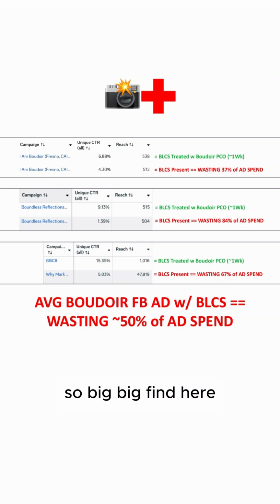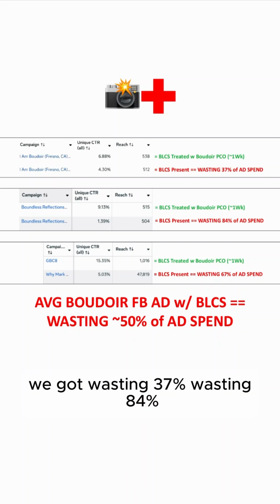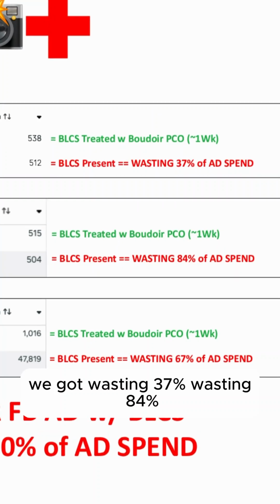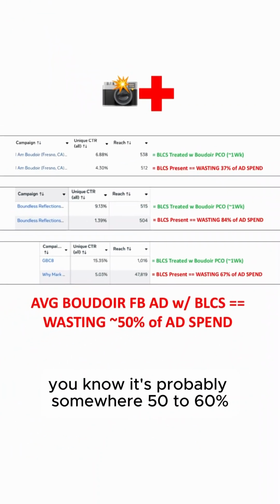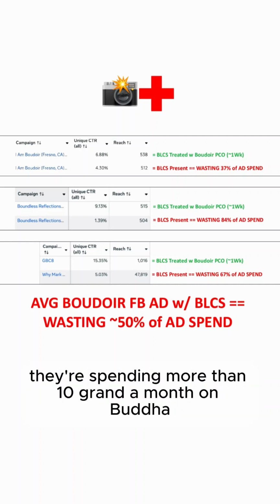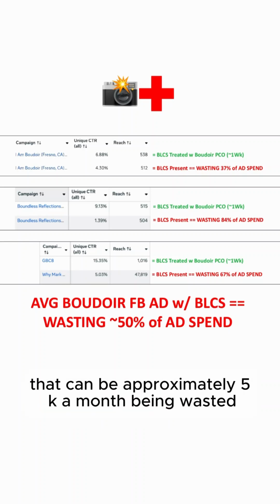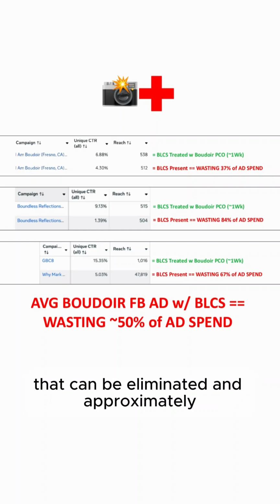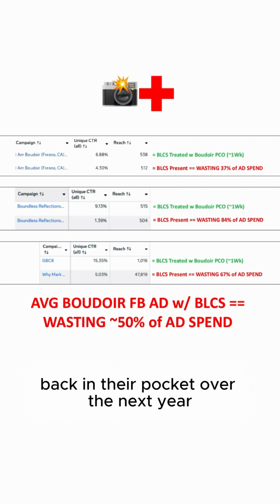So big find here. The average Boudoir Facebook ad with BLCS is wasting about 50% of its ad spend. So look at the numbers here. We got wasting 37%, wasting 84%, wasting 67%. Take the average of those, it's probably somewhere 50 to 60%. So they're spending more than 10 grand a month on Boudoir Facebook ads. Literally 5K every single month being wasted. That can be eliminated, and that'd be like 60K back in their pocket over the next year.